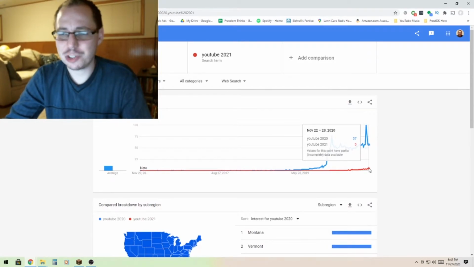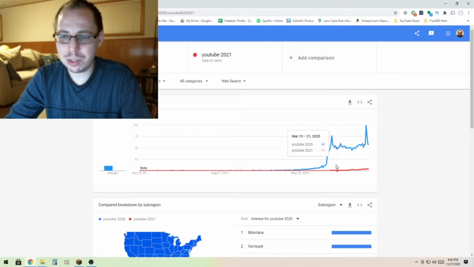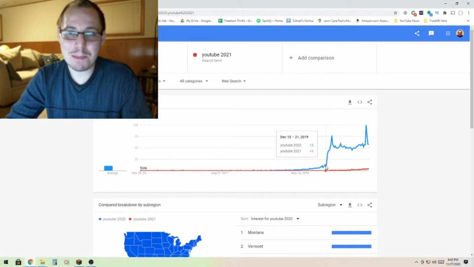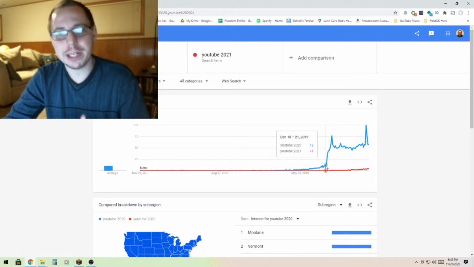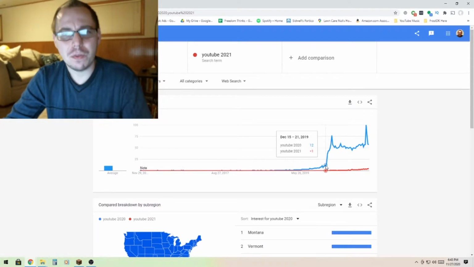So just off of this screen, if we look a little bit closer, we could look at where it really spiked up. So it spiked up practically mid-December before YouTube 2020 started taking off. So that means now might be the perfect time to be developing YouTube 2021 type content because we're entering that season. We're entering December and we're getting really close to this big spike.